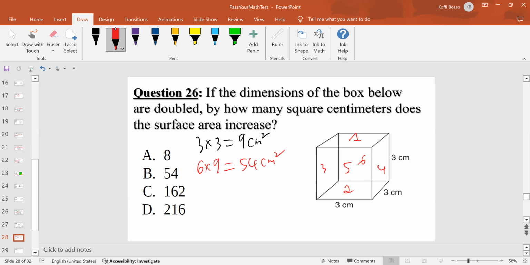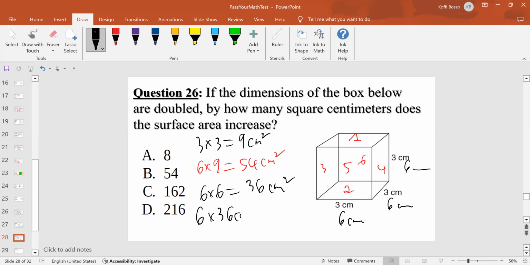Now when they say doubled, that means what? It's no longer 3, but it's going to be 6 centimeters. We're going to find the new area when it's doubled. So the new area here will be 6 times 6, which is 36 square centimeters for one side. But for all 6 sides, you take 6 multiplied by 36 square centimeters, and you get 216 square centimeters.